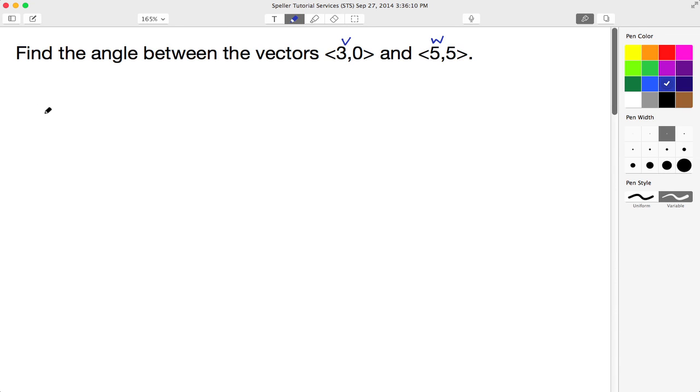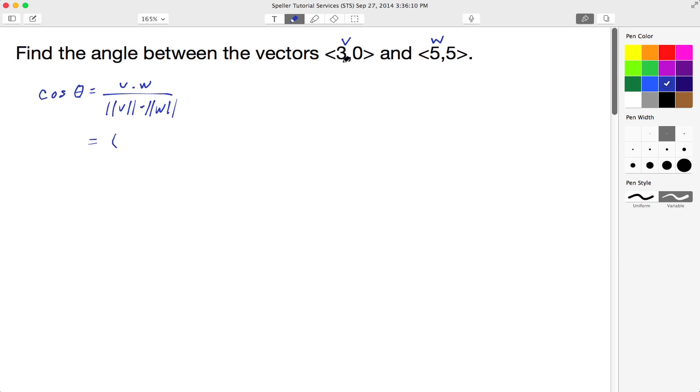Alright, we begin by looking at the formula to find that angle, and the formula is cosine theta is equal to the dot product divided by the magnitude of V times the magnitude of W. Alright, to get the dot product we have to multiply the vertical components, and then we have to add that to the multiplication of the horizontal components.